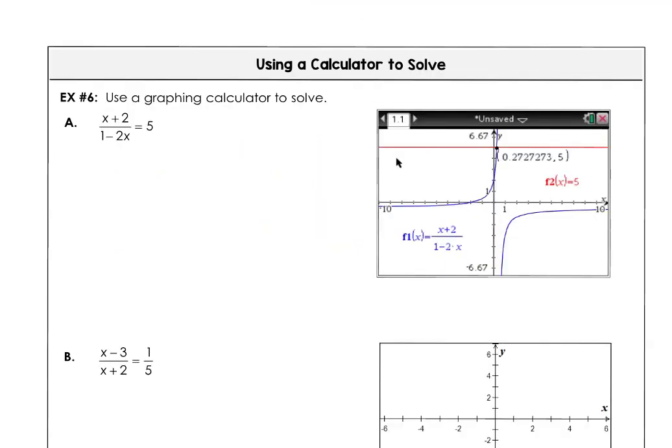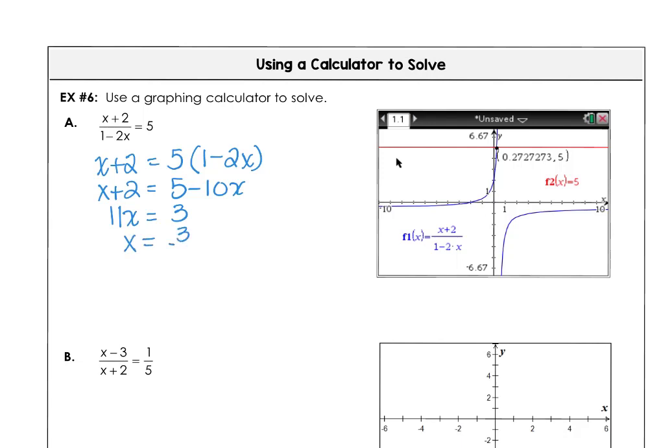In our last example, we're going to look at a calculator example. The first one, I've already got them sketched on the calculator for you, but you can see if I wanted to solve algebraically, I would just multiply the right side by my denominator to clear that fraction. So we would have x plus 2 is 5 minus 10x, and collecting like terms, 11x is equal to 3. So x is 3/11. That's our exact answer.